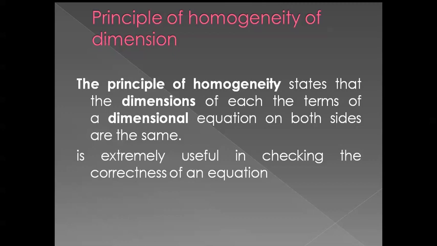So observe this statement: each term of the dimensional equation on both sides should be the same. This is called the principle of homogeneity of dimension. Then only this equation is dimensionally correct. Therefore, this equation is dimensionally correct. So this is about the principle of homogeneity of dimension, simply telling that each term should possess the same dimensional formula. Okay.